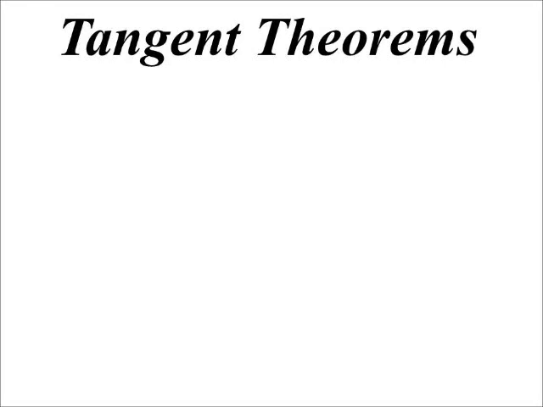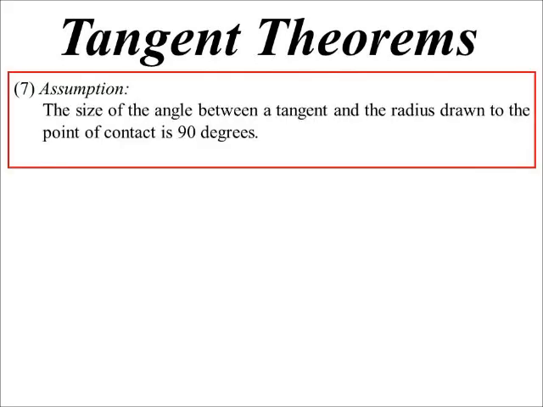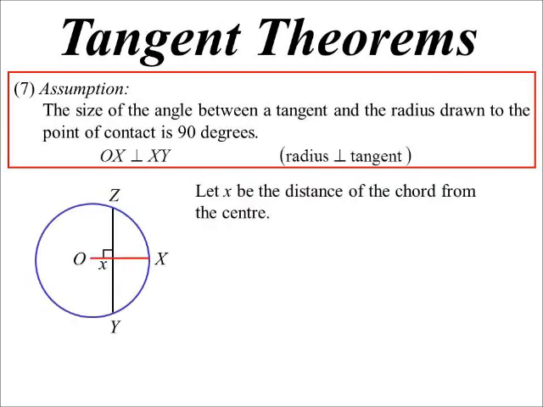Now we're going to look at the tangent theorems. The first of the tangent theorems is the one that has the idea of the radius always being perpendicular to a tangent. Now, this is not so much a proof, more a logical way of explaining it.